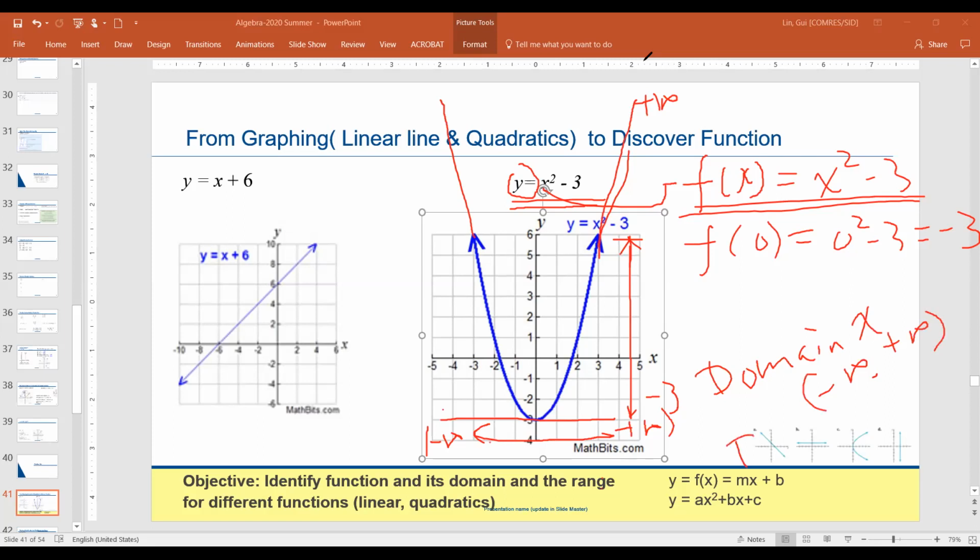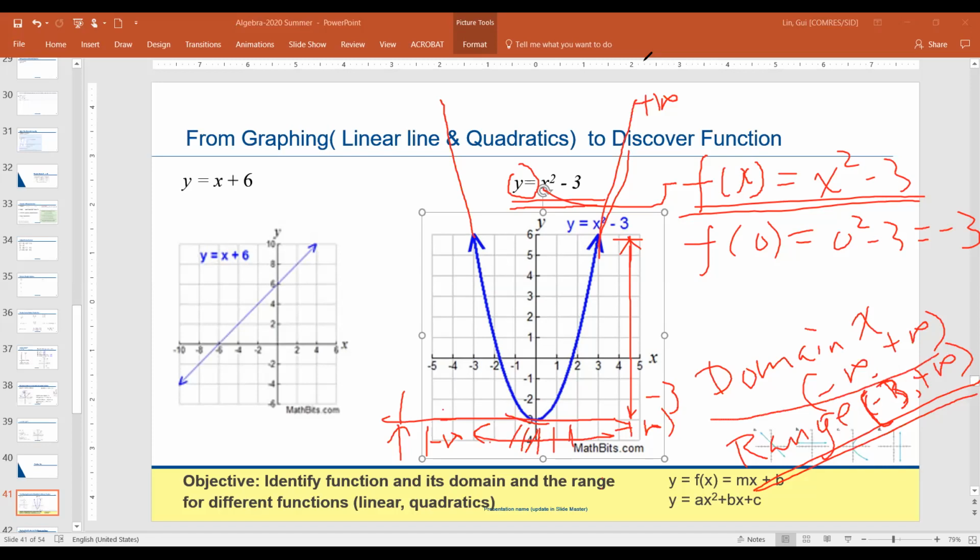What about the range? Range means the possible y values. Right now you can see there is nothing less than -3. Given any number, you can't find a y below that. So the range's minimum is -3, up to positive infinity. So the range will be this.